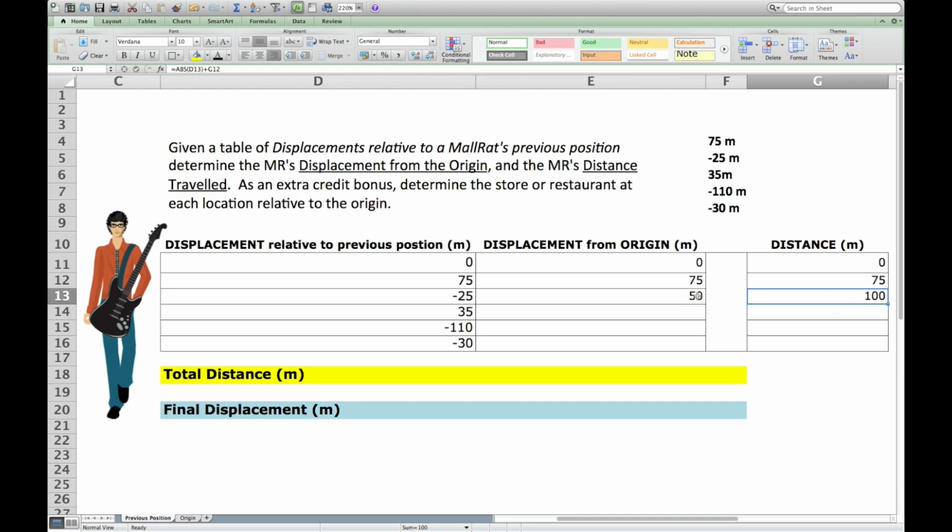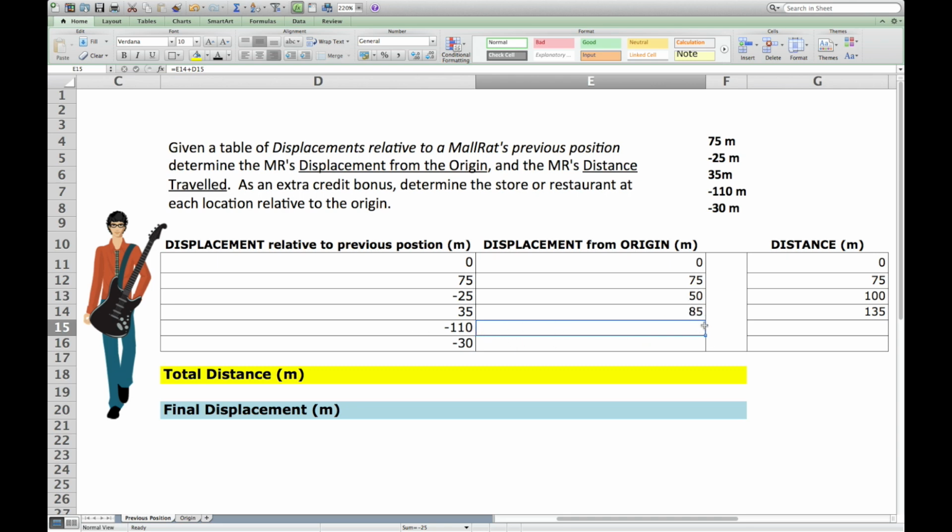Okay, next. Well, we're at position 50, and we're going to go in the positive direction 35. So that means we're going to be at 85 meters in the positive direction relative to the origin. That's the position that we'll be at. Now the distance that we'll be traveling in total from the beginning is 100 plus this 35, which should be 135 meters.